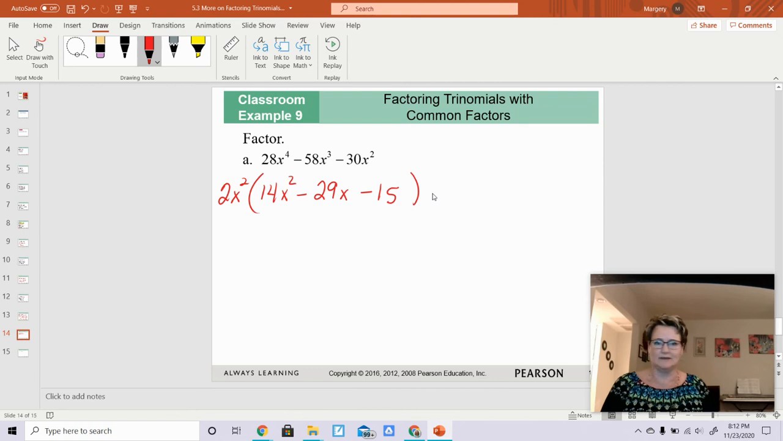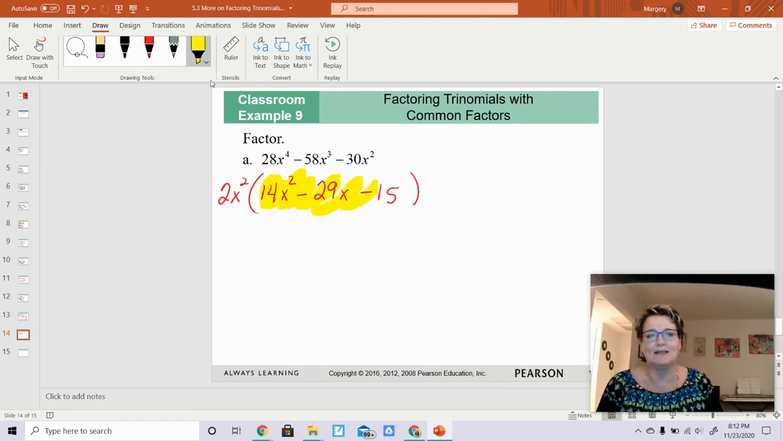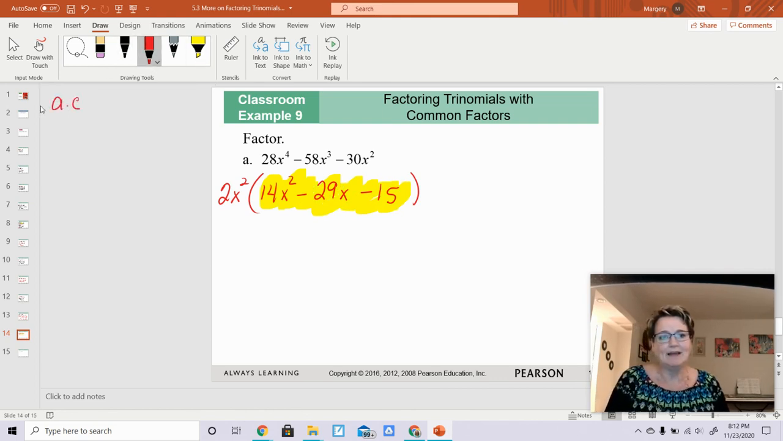No. Okay, so now I'm going to have to do the AC method, just on what's yellow. So the AC method on this one is going to be 14 times a negative 15. Oh, that is going to be horrible. All right, so 14 times 15 gives you a negative 210.